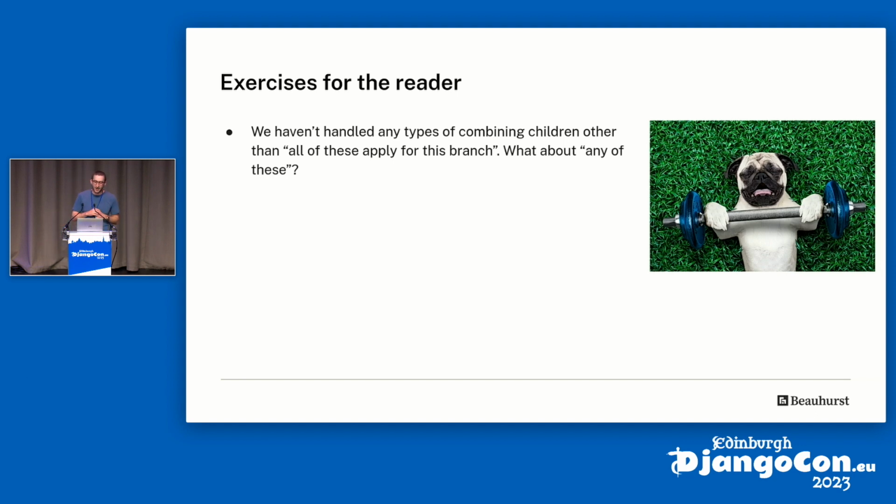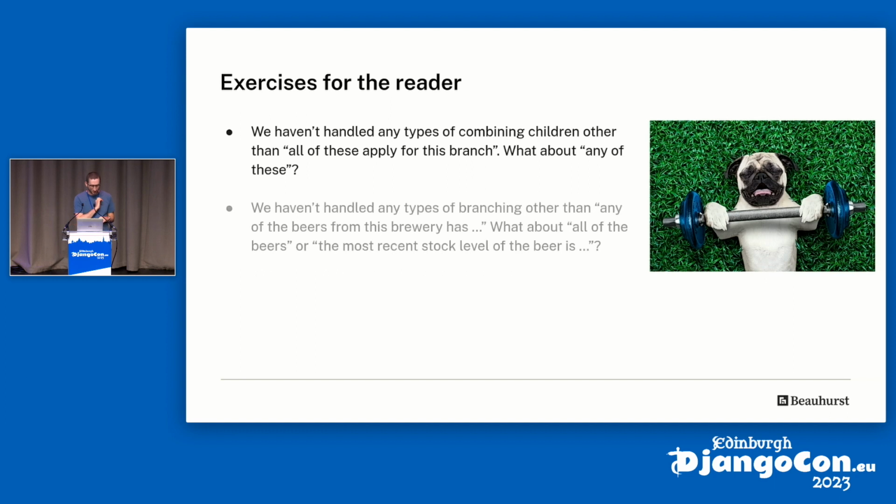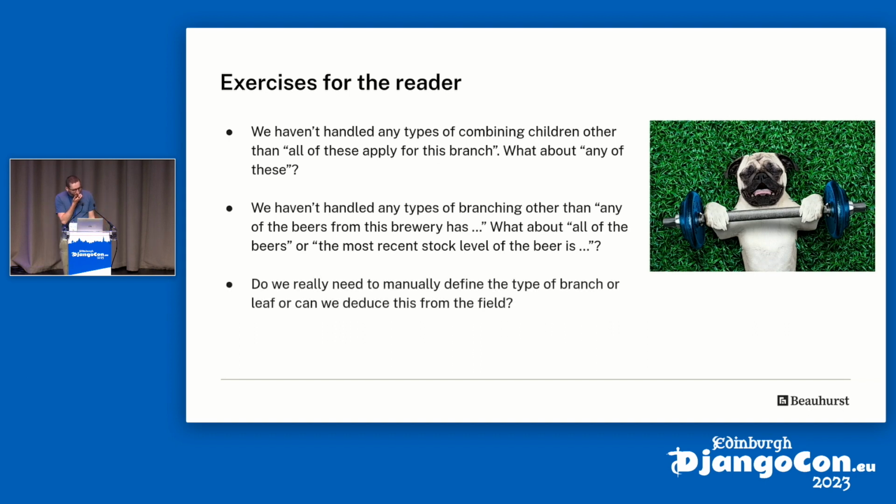As I talked about earlier, we haven't handled any other types of combining children other than all of these apply. So you'll want to build the logic in order to do any or any other cases that you might be able to think of. A similar thing, which I addressed briefly earlier, is we haven't handled other types of branching. So rather than any of the beers from this brewery, you might be interested in all of the beers needing to have this property, or it might be the most recent beer released has this property, so you might want to handle different types of branching like that as well.